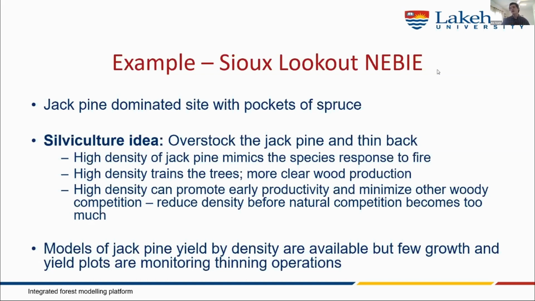You get finer branches. And high density early on can also promote early productivity. So you get a nice carbon storage bump early on, and minimize other woody competition from coming in. But what we do need to do is enter this stand after about 20 years or so and reduce that jack pine density before that natural competition kicks in and really starts to limit the growth of these trees. So in this instance, we do have some models of jack pine yield by density, but there are really few growth and yield plots available for them. Dave Morris has done a lot of work on this, and how this sort of thinning regime interacts with climate change is kind of an open question, really.